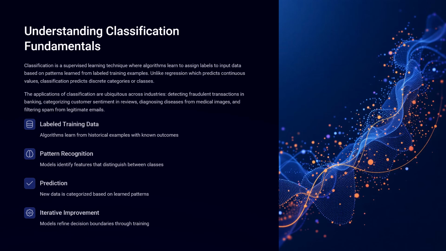Labeled training data. Algorithms learn from historical examples with known outcomes. Pattern recognition. Models identify features that distinguish between classes. Prediction. New data is categorized based on learned patterns. Iterative improvement. Models refine decision boundaries through training.